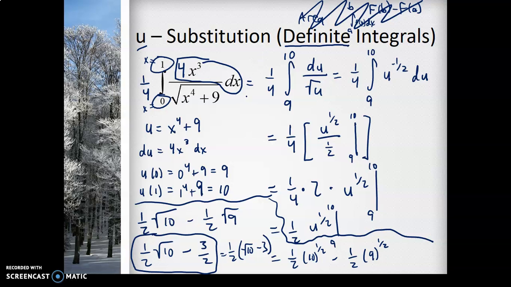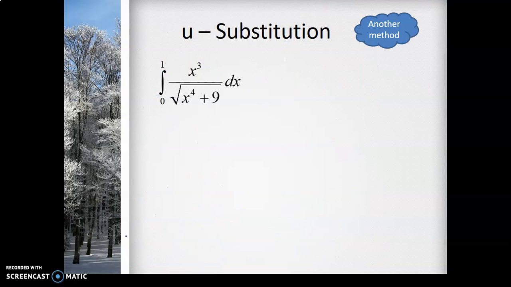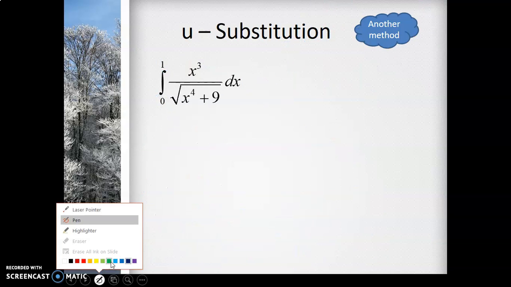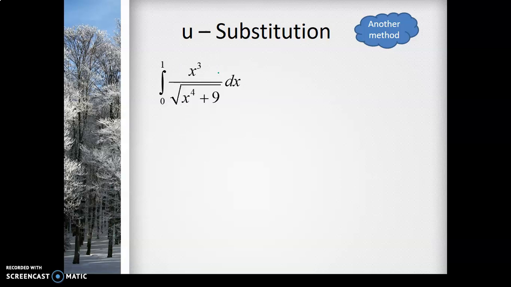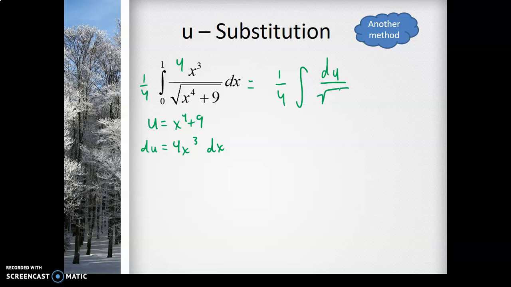All right, now, like I said, this is what I consider to be the easier way to do this problem. When I was in high school, I wasn't taught that way. I was taught to go to u and then go back to x at the end. So I'll show you what that would look like. You'd start out the same way. You'd say, okay, u is x to the 4th plus 9, so du is 4x cubed dx. So again, you need your 4 and you need your 1/4. And then you can say, okay, this is 1/4 times the integral of du over the square root of u.